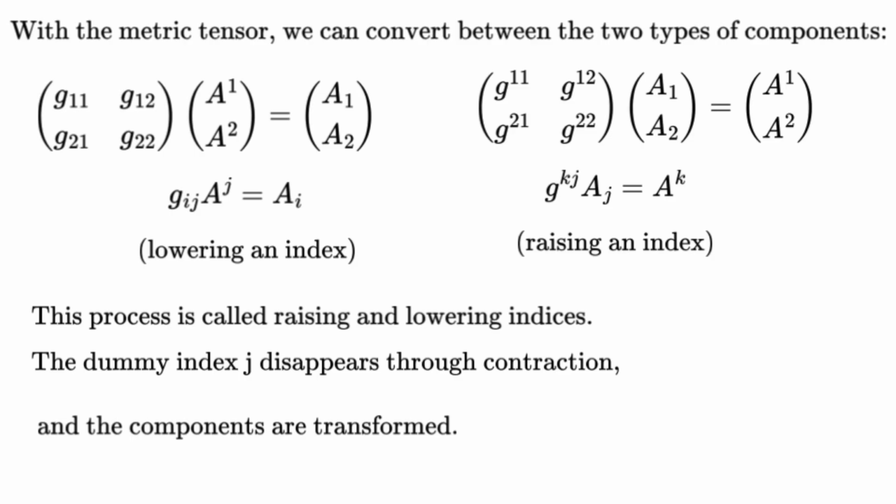With the metric tensor, we can convert between the two types of components. This process is called raising and lowering indices. The dummy index j disappears through contraction, and the components are transformed.